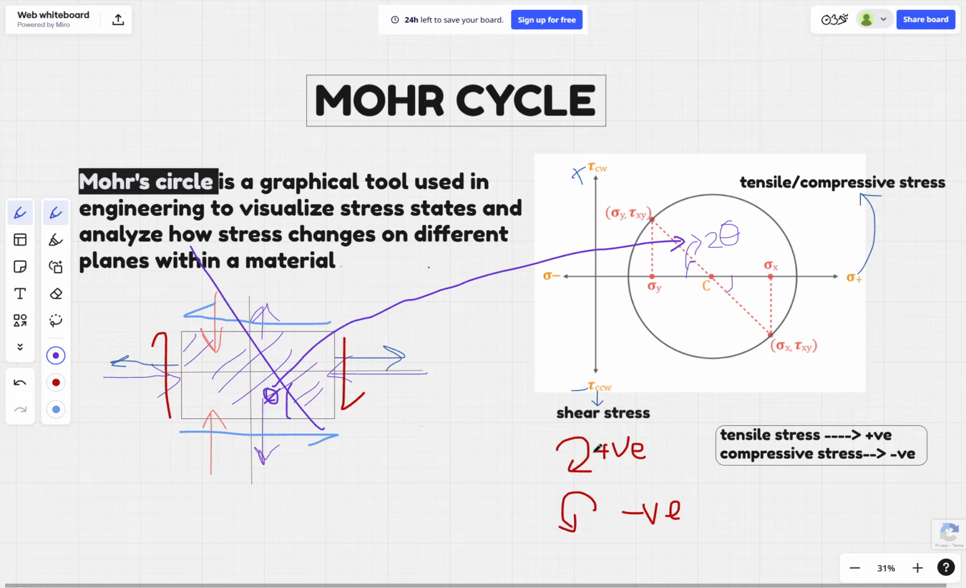We have to use 2 theta in the case of determining theta. Just like that, if theta is 45 degrees, then we have to draw 90 degrees here. Sorry for the bad handwriting. So this is the basic.